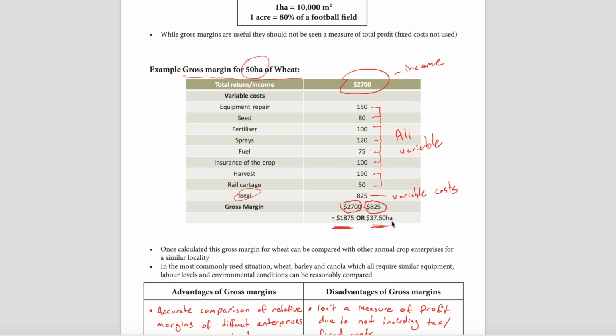Now that's not profit, because out of that needs to be taken fixed costs as well, like tax, permanent labor, and all the other fixed costs, but the gross margin is $37.50. Now, if you compare that to barley, you might get a different price from barley, you might have a different yield, and there might be lower costs. And so let's say hypothetically the gross margin per hectare might be $60 for barley, in which case it might be better for you to grow barley.